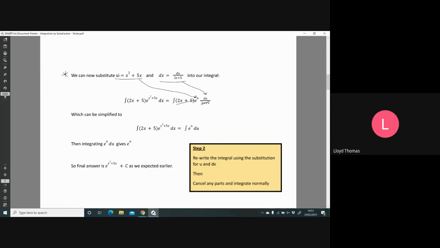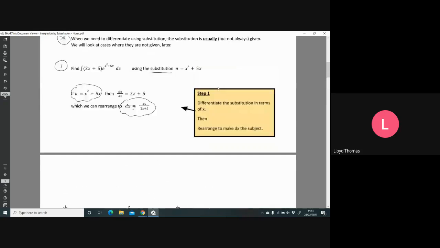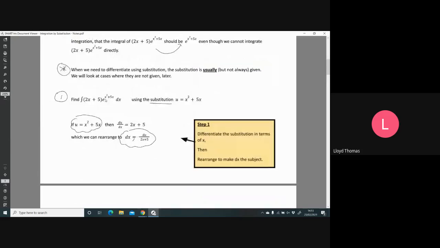So just going to work through those steps again. I'm not going to do the whole question, just to remind you what we need to do. If a question looks like this and it says use the substitution, then good news, because they've told us exactly what we need to substitute in. In this case, it is u equals x squared plus 5x. So your steps are these.